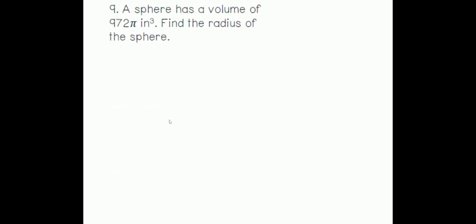I'm going to do it a little bit differently. So they give us a sphere with a volume of 972 pi. We want to find the radius of it. So here's the formula. But I'm going to do it a little bit differently, as I said before. This is the other formula we talked about. It's the same thing, except it's written differently. And using this other formula might actually be easier. If you want to do it the first way, you can try it on your own.